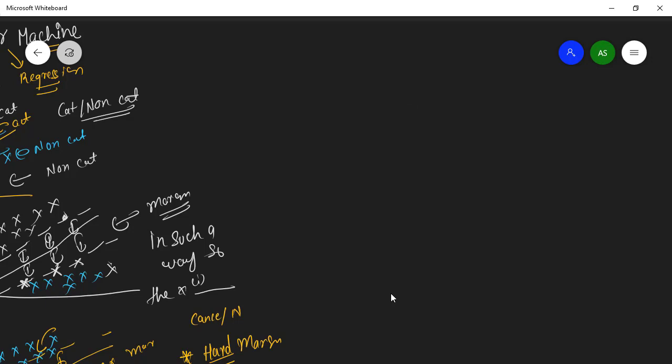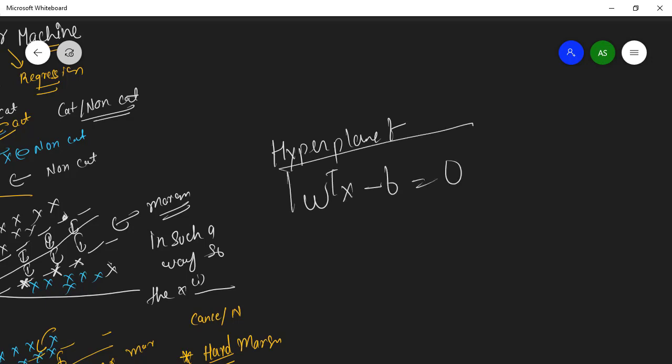So what happens in case of a support vector machine? Our hyperplane is defined by W transpose x minus b equals 0. This is the condition that our hyperplane should satisfy. Okay, so what is this? This W is our parameter weight.